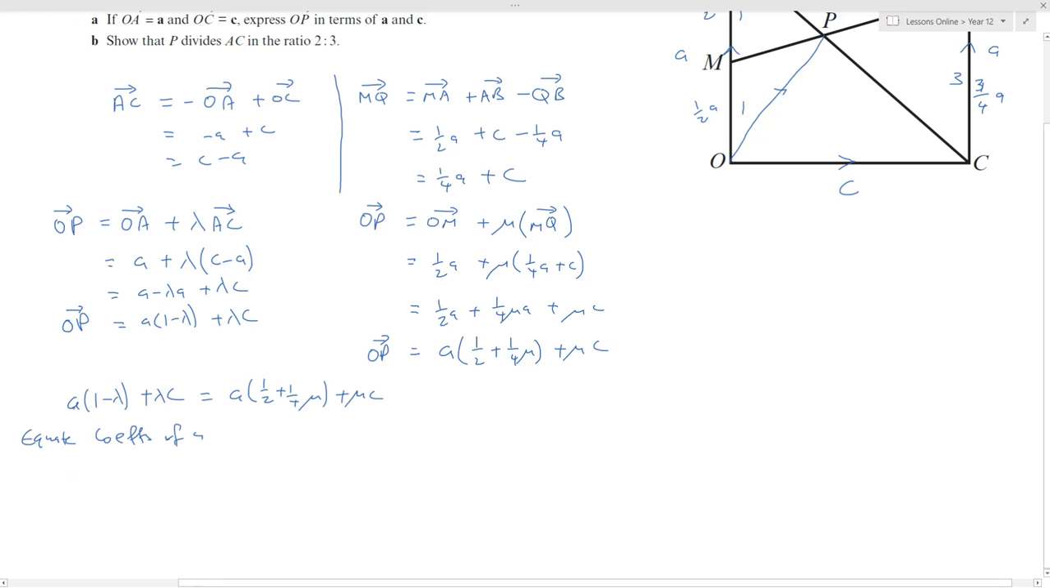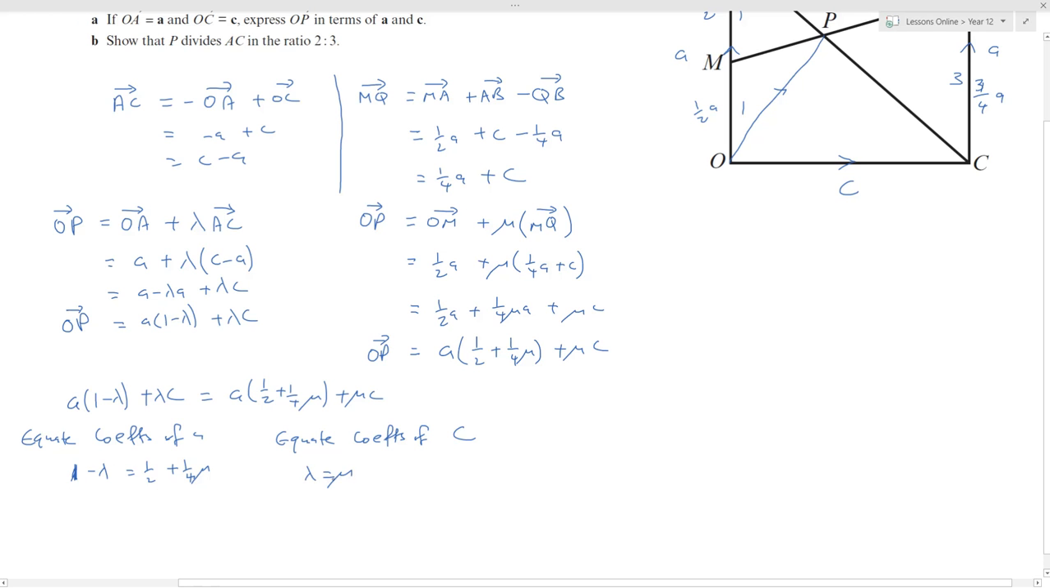So that means if you look at A, what's next to A? That's its coefficient. So we can say 1 minus lambda, so 1, is equal to a half plus a quarter mu. Okay, and we can also then equate coefficients of C, and that's going to tell us that lambda is equal to mu.